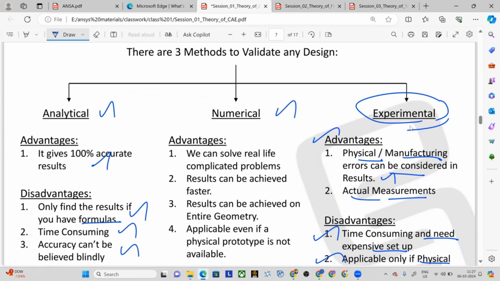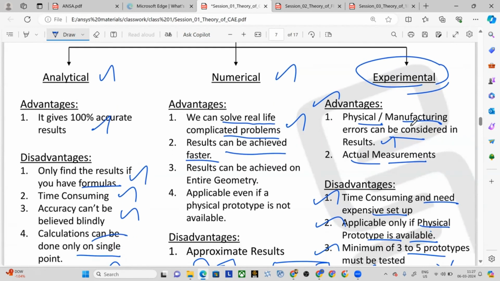Now, coming to the numerical method advantages: we can solve real-time complicated problems. That's why we are doing this. Then the results can be achieved faster, because this is associated with a lot of matrix calculations where we don't need to do anything. We'll just do the coding, and those good people have already created the software. Our aim is to just use this as a calculator and give the required inputs as the software asks. And once you have given everything without any error, it will immediately give the results.